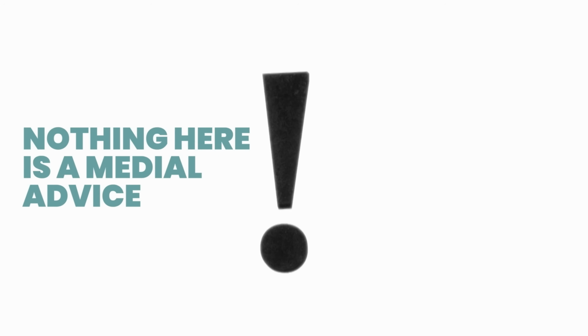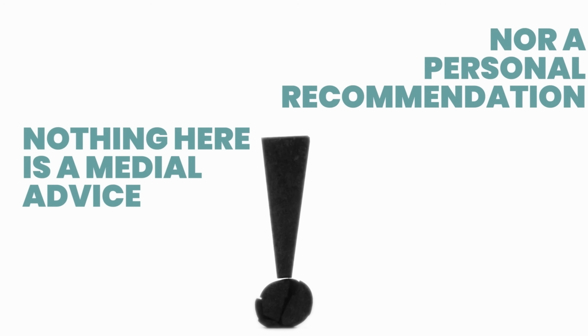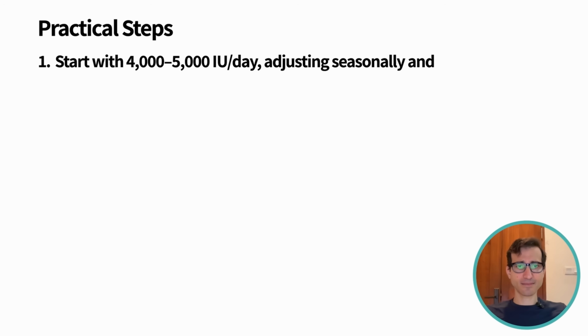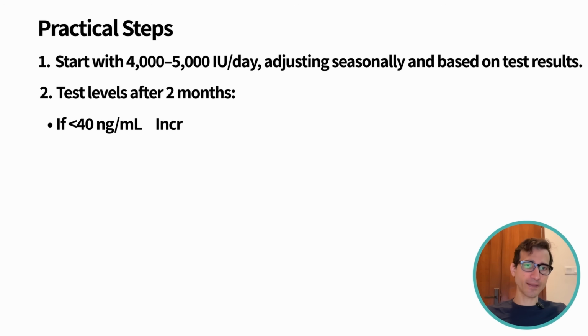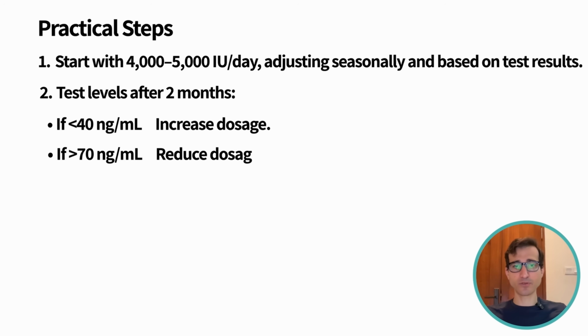Let's do a summary of the practical guidelines I'm recommending to my clients, not to you personally. Nothing I say here is medical advice or a personal recommendation. Practical steps: start with 4,000 to 5,000 per day, then test after 2 months. So you want to see, at 4,000 to 5,000 per day, how much your body converts. You take that, test after 2 months. If it's lower than 40, then you need to increase the dosage. If it's higher than 70, reduce the dosage.